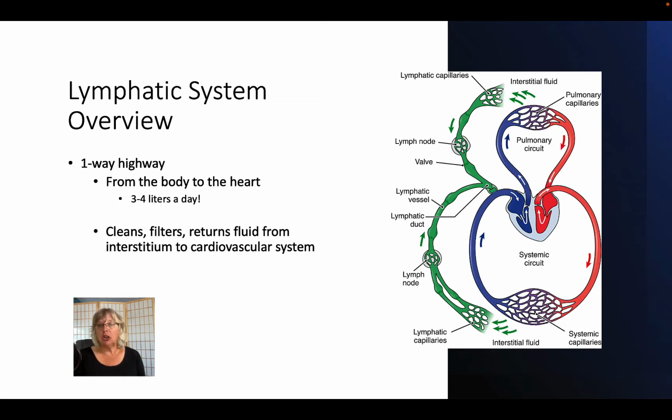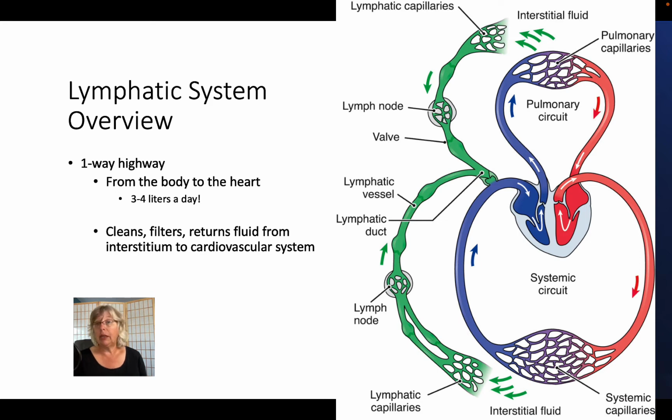So in this picture, I really love this picture. This is a really nice representation of the relationships between the cardiovascular system, represented by the heart and the red arterial side and the blue venous side, and then the green bits, which represents the lymphatic system. So what we have in the lymphatic system is a one-way road. Fluid in the lymphatic system only travels in one direction, and that is toward the heart. And a fair amount of it travels every day.